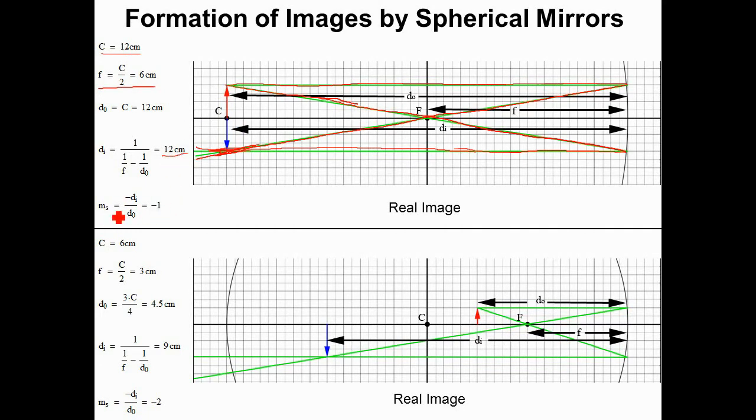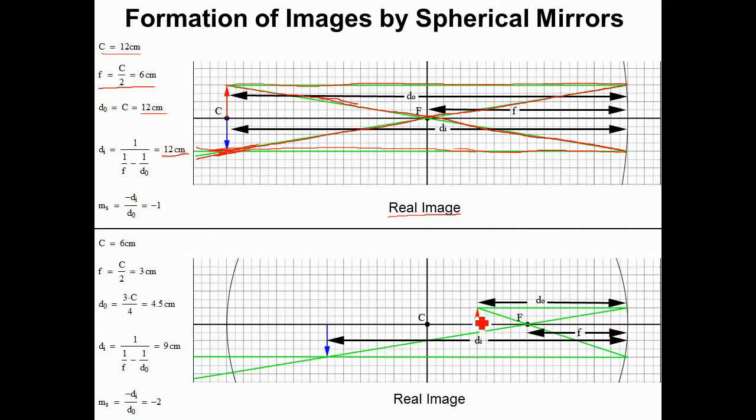And when I calculate the magnification using this positive value for DI, positive value for DO, I get the magnification is -1. So this gives me my values for this image, and we see that for the center, the image is going to be at the center, and it's a real image because it's on the same side as the object.